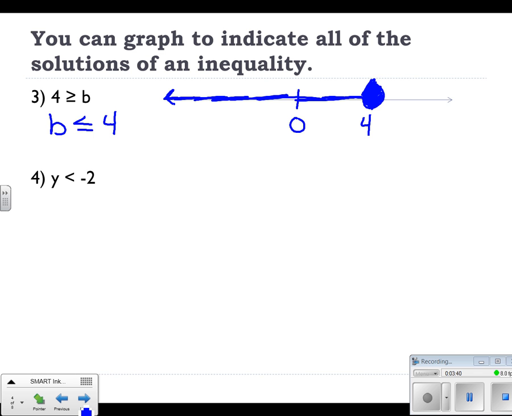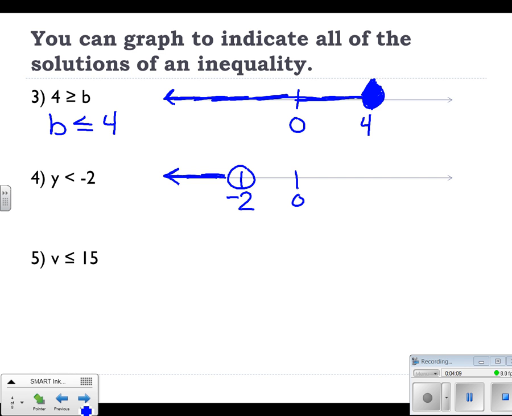Y is less than negative 2. So if this is 0 and here is negative 2, we put a circle at negative 2. And y is anything less than negative 2. It doesn't say less than or equal to negative 2, so negative 2 itself is not a solution. So now we do not shade in the circle, but less than, we're going to shade to the left.